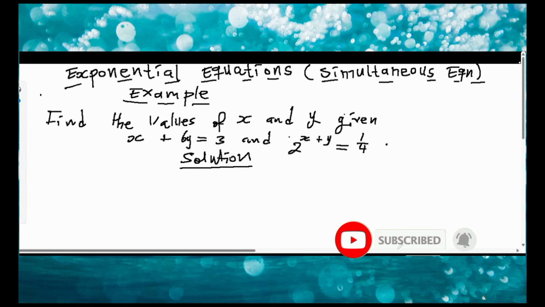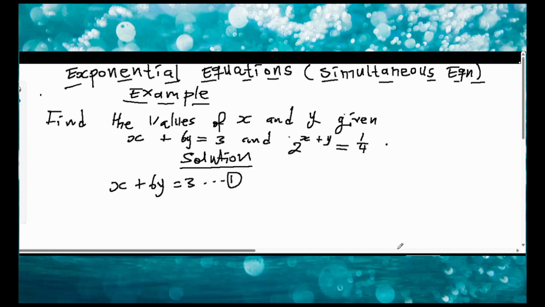In this video, we're going to look at exponential equations leading to simultaneous equations. Taking the example, find the values of x and y given x plus 6y equal to 3 and 2 raised to the power x plus y equal to 1 over 4. To solve these, we need to first calibrate our equations. So we're going to have x plus 6y equal to 3 as our equation 1. And then for equation 2, you see this is an exponential equation, right?